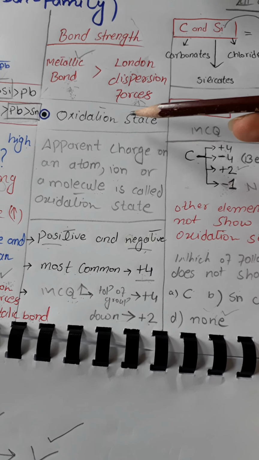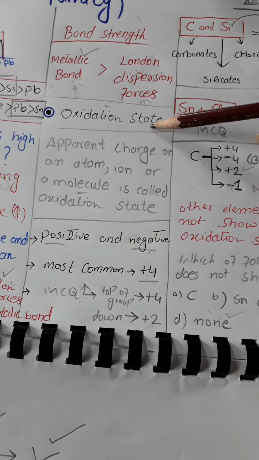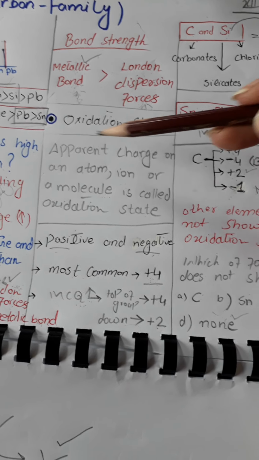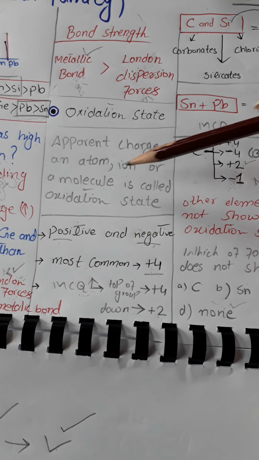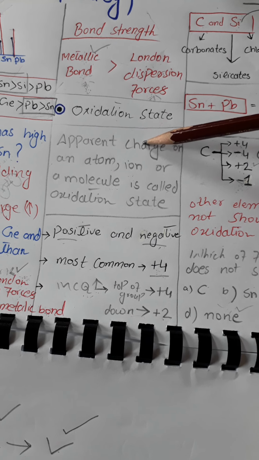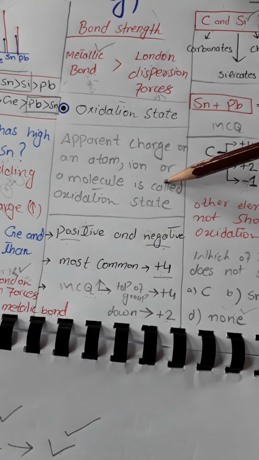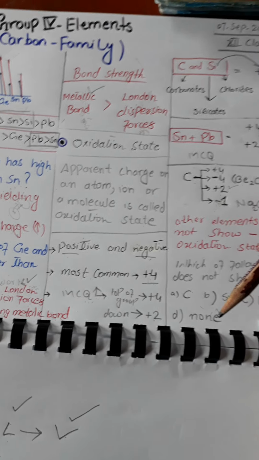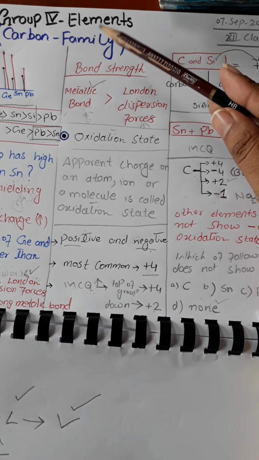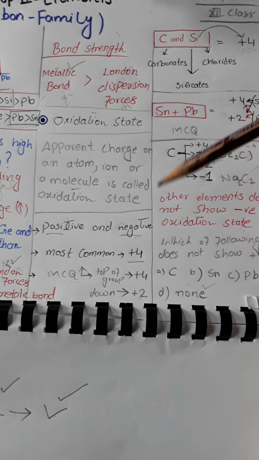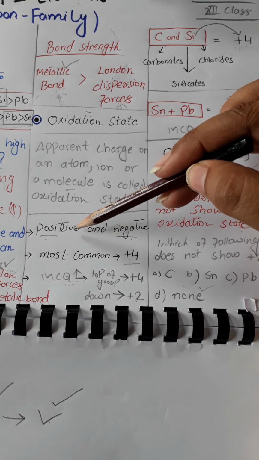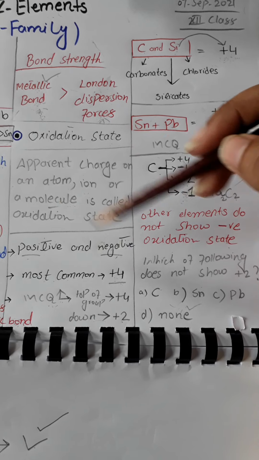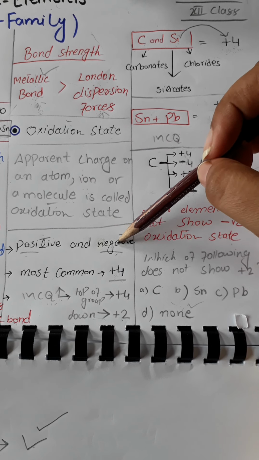So students, next we are going to discuss oxidation state of carbon family members. First of all, you should know what oxidation state is. Oxidation state is the apparent charge on an atom, ion or molecule. That apparent charge of that atom, ion or molecule is known as its oxidation state. As we discuss trends in oxidation state of group 4A of the periodic table, the carbon family members, we can say that they show both positive and negative oxidation states.